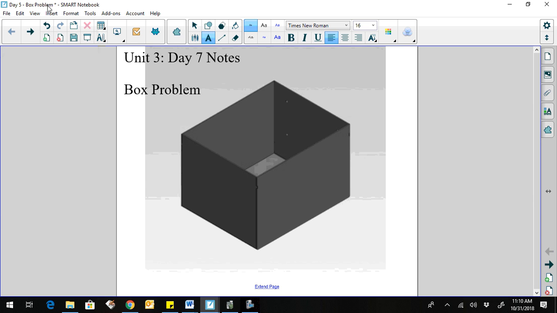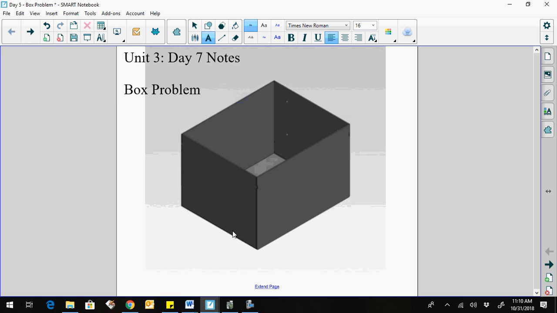Unit 3, Day 7 notes. So our question today is how do we create an open top box? So we've got one type of question that we're trying to look at. We're going to try to figure out how to get our answer. So you can label at the top of this page also that it is a box problem we're working on.